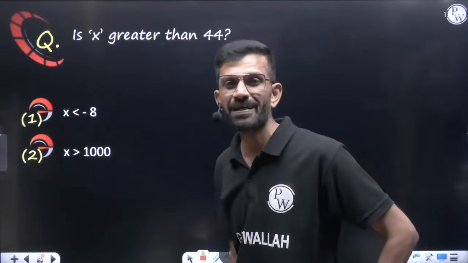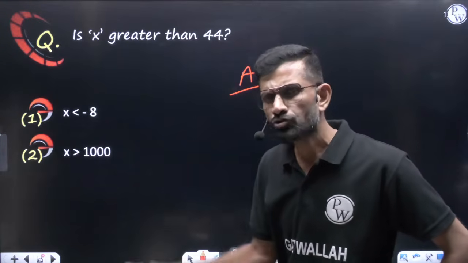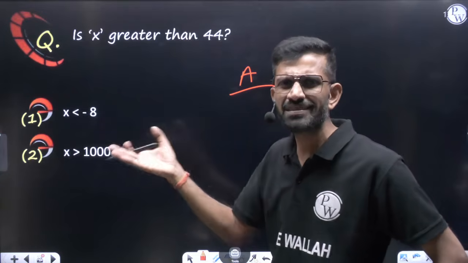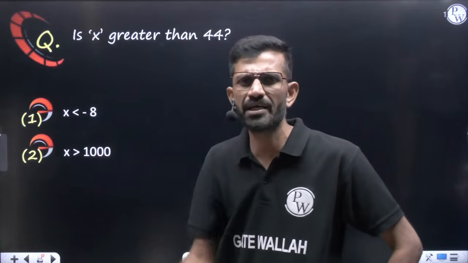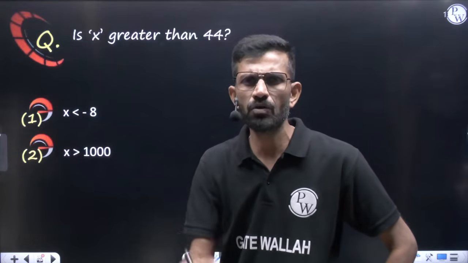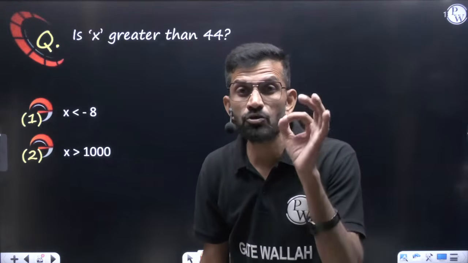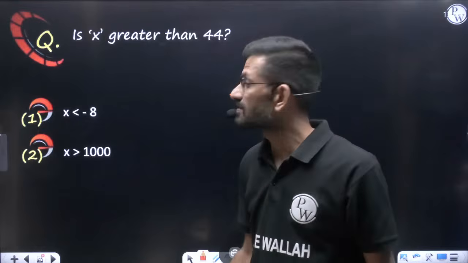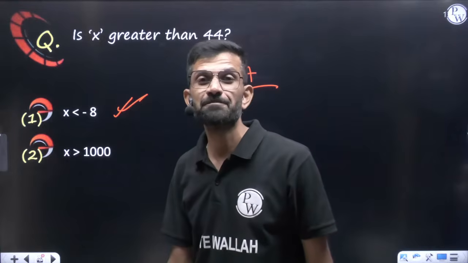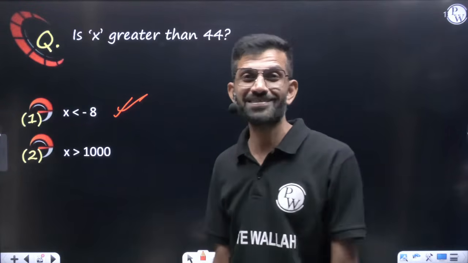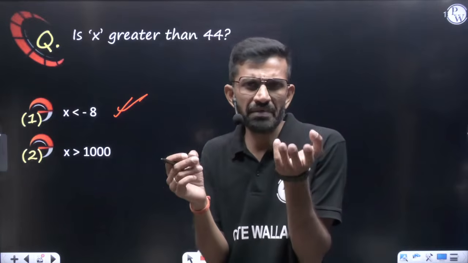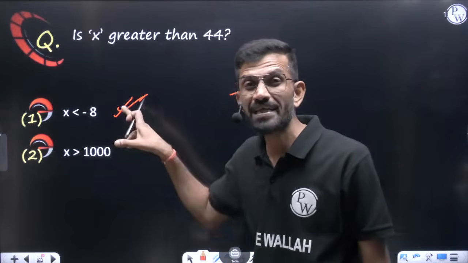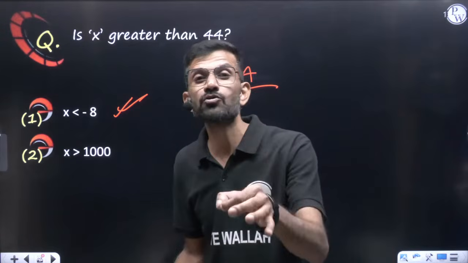See the first statement, X is less than minus 8. So is it greater than 44? No. X is less than minus 8 means it is not greater than 44. You got the answer, no, my dear friend. You are confirmed it is no. No is also one answer. The first statement itself is sufficient. If you have the doubt, maybe it can be yes, it can be no, then data is not sufficient. But here you are getting a confirm answer, no. And no is also one answer.